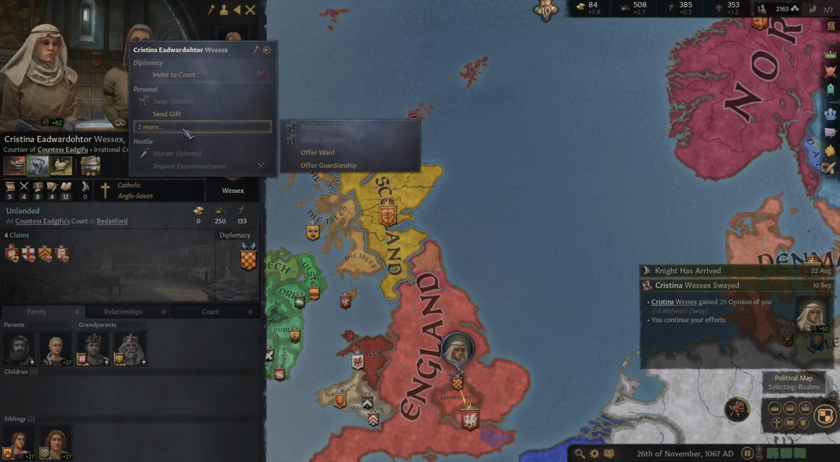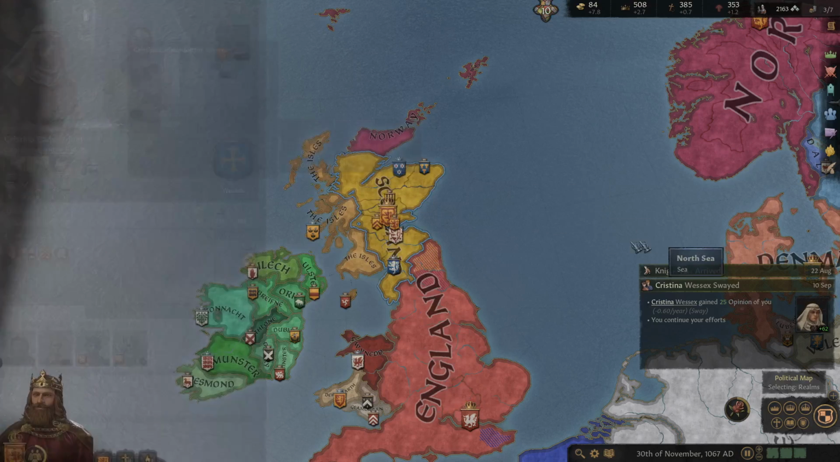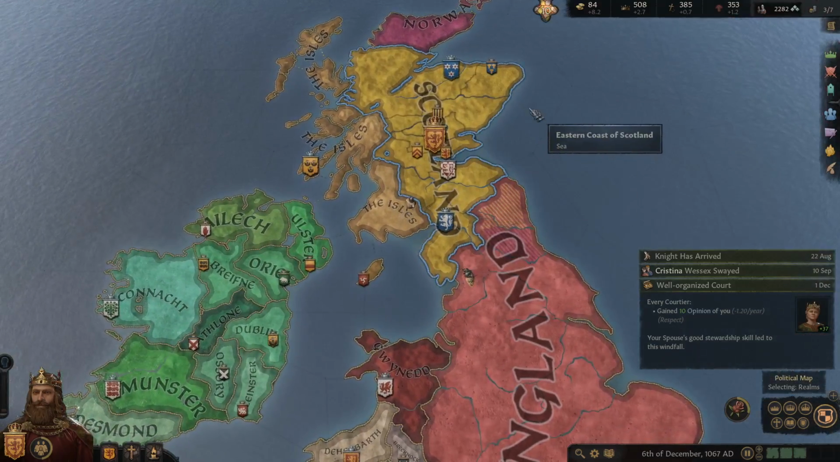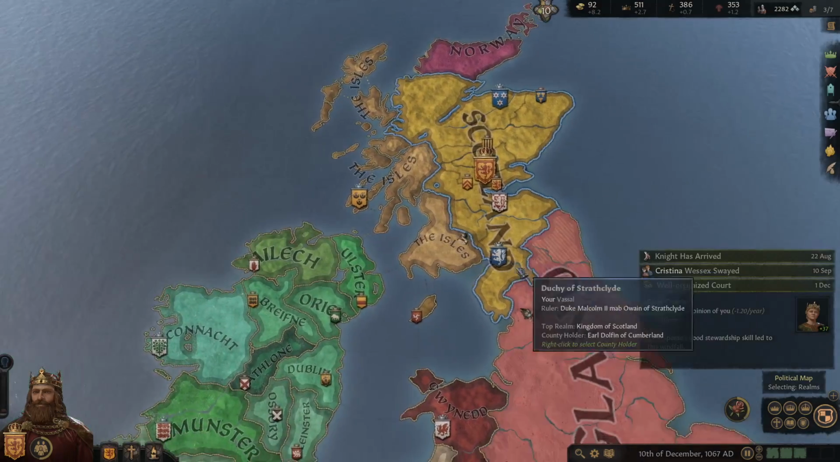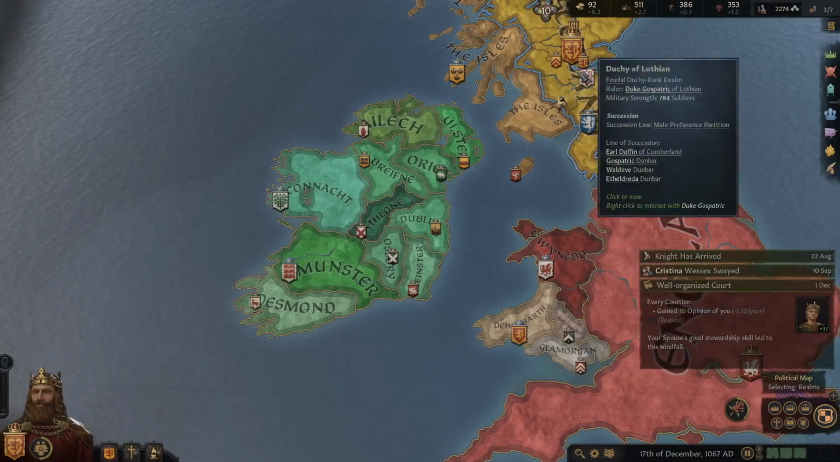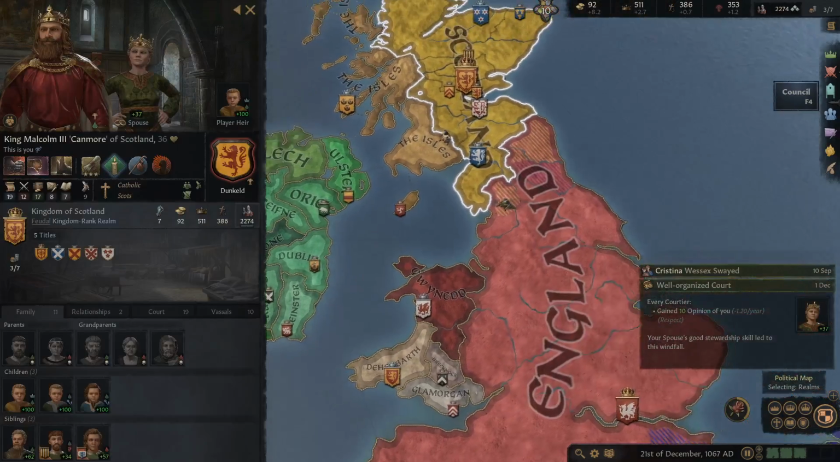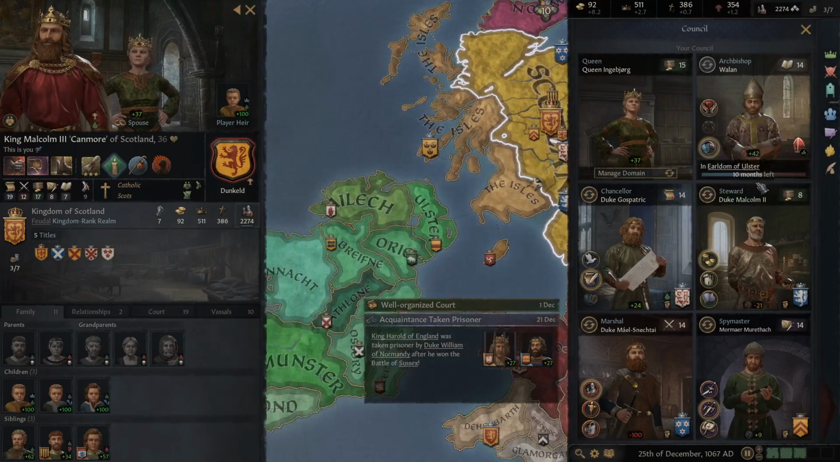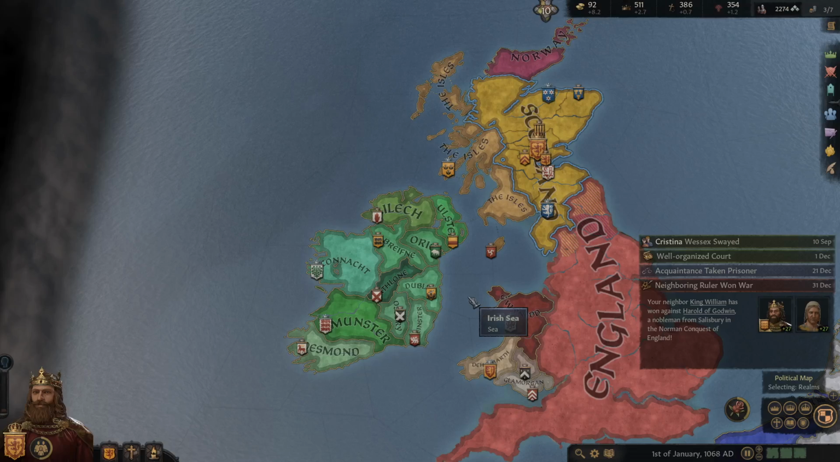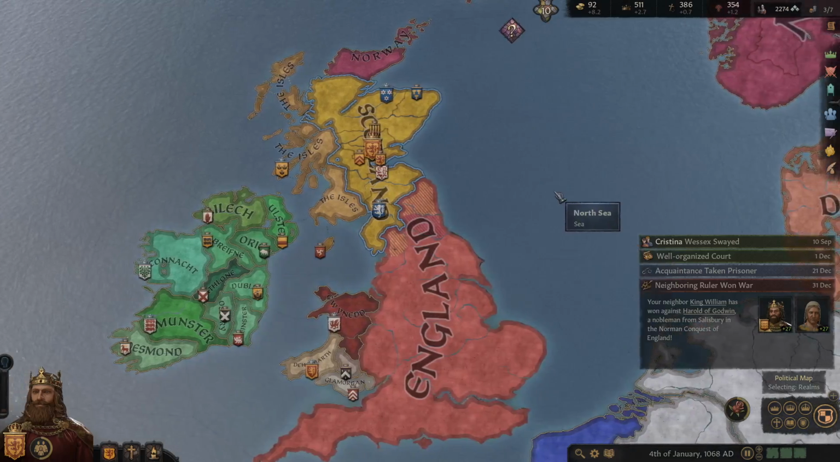I could send a gift, but that's too expensive. Okay. So, how goes the fabricating claim? About 11 months to go. So, in late 1068, that'll work.